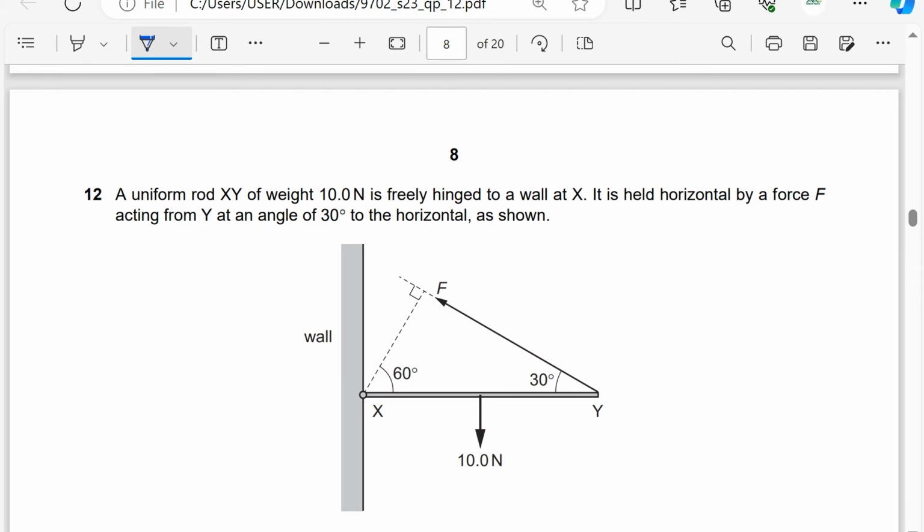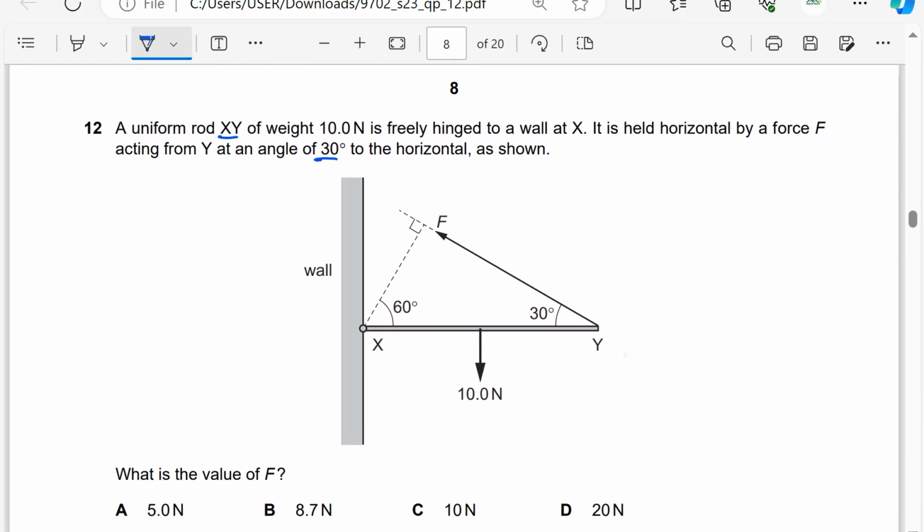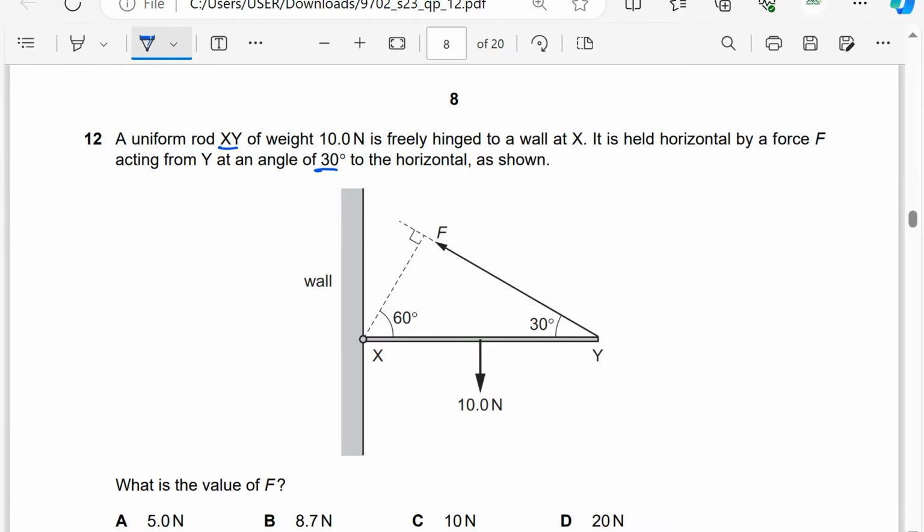A uniform rod XY of weight 10 newtons is freely hinged to a wall at X. It is held horizontally by a force F, acting from Y at an angle of 30 degrees to the horizontal as shown. What is the value of F? So to find F, we are going to take moments about point X.